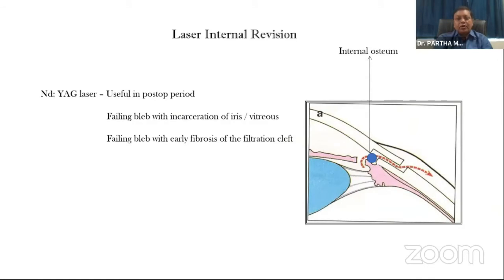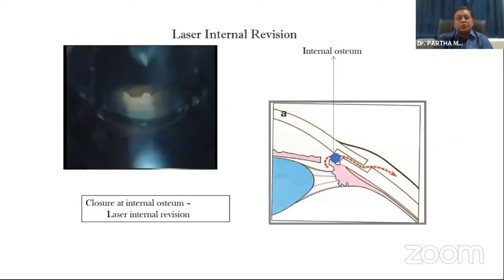If there is any block in the internal ostium, with the help of a gonioscope, you can do internal ostium revision with the lasers. Like here, the iris is adherent to the internal ostium, and we can release it. This is YAG laser lysis of the closure.